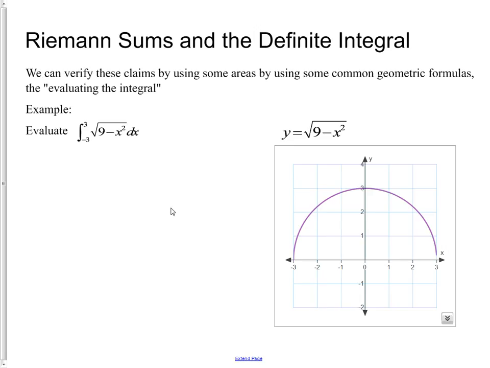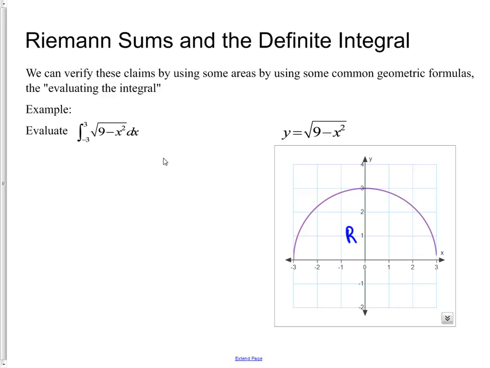So here's another one that we can verify these claims about this area under the curve by checking out a common formula right here. And we look at this shape under the curve of y equals the square root of 9 minus x squared. And we're interested in evaluating the definite integral, that is the region under the curve right here, on the interval from -3 to 3. Well, that is certainly a semicircle. So how do we get that?